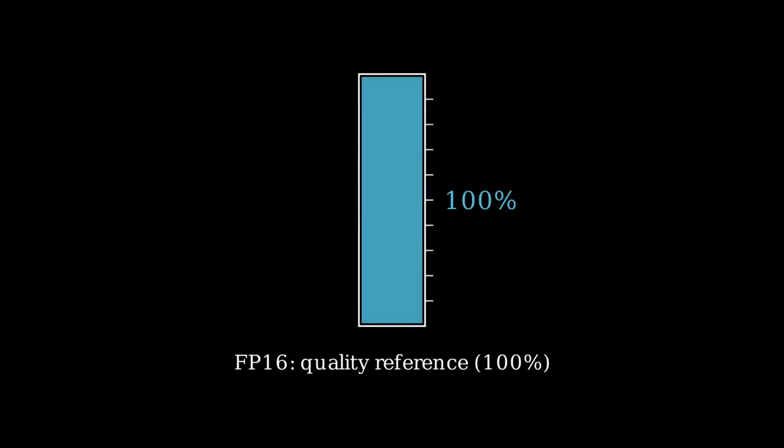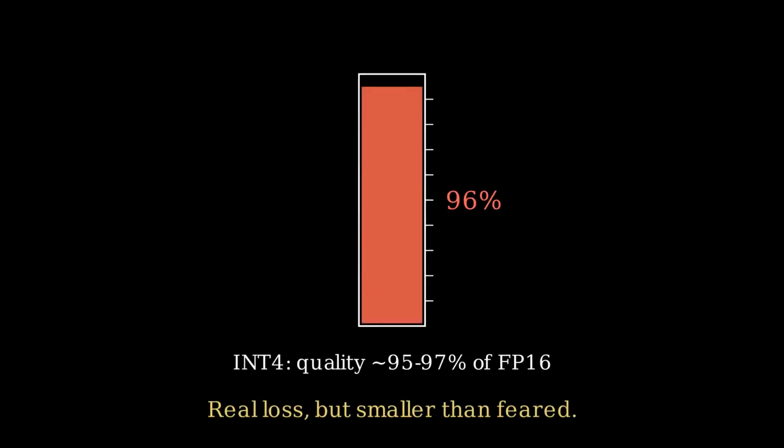Previously, the precision spectrum. Today, the quality trade-off. How much quality does INT4 actually cost? The honest answer surprises engineers. Quality loss is real. INT8 typically holds about 99% of FP16 quality. INT4 typically holds around 95 to 97%. There is quality loss, but smaller than most engineers expect.